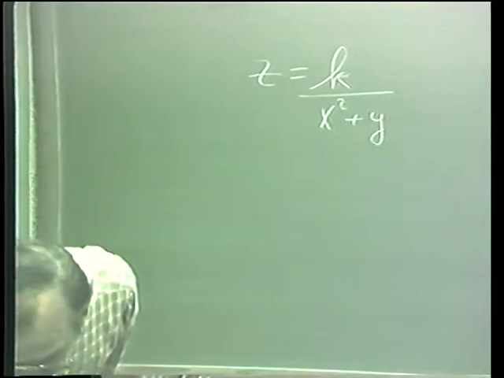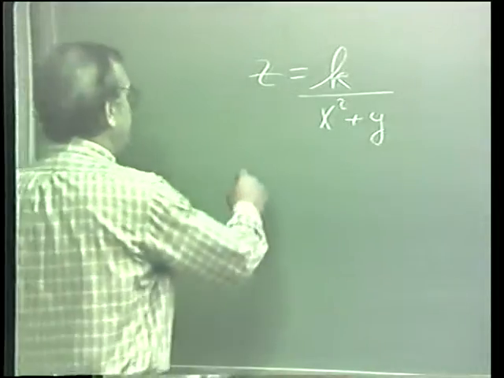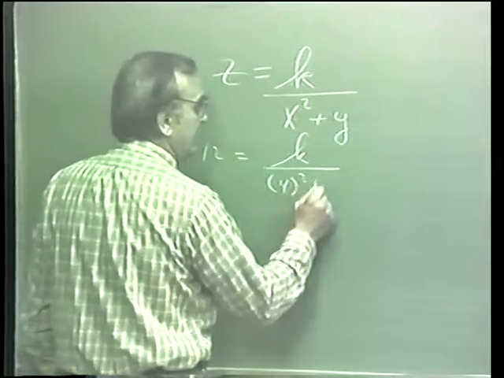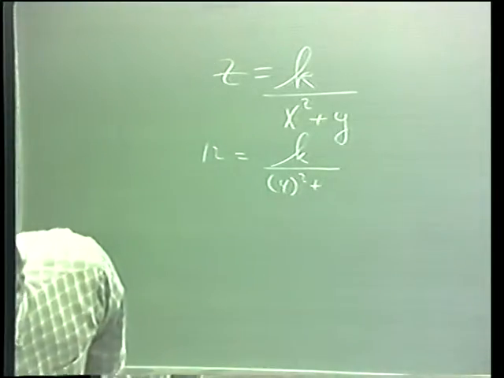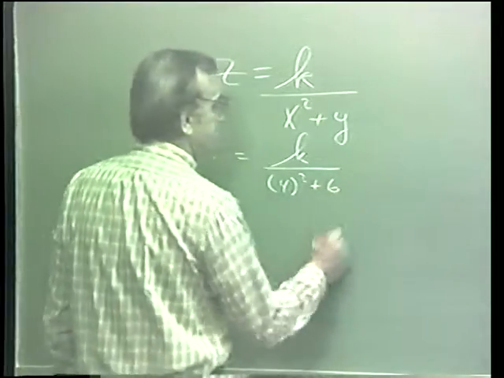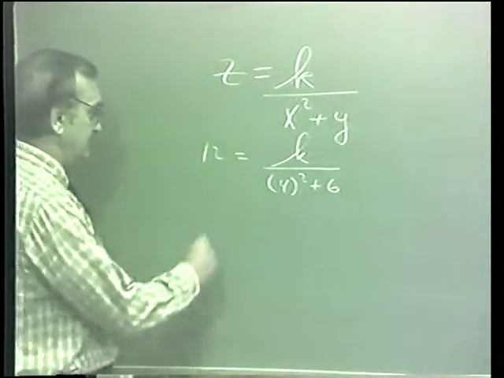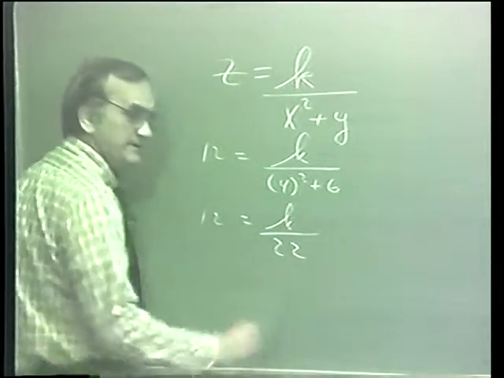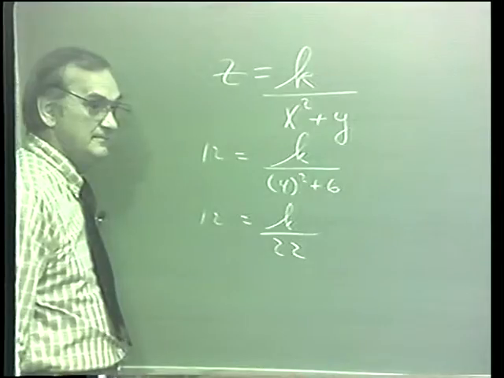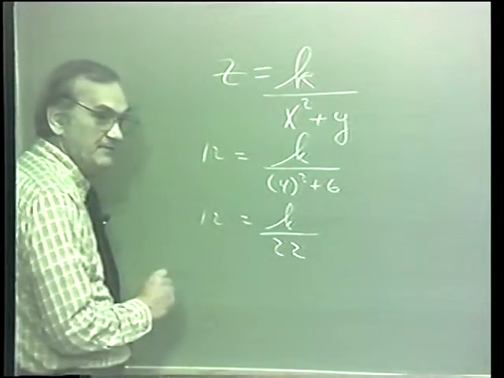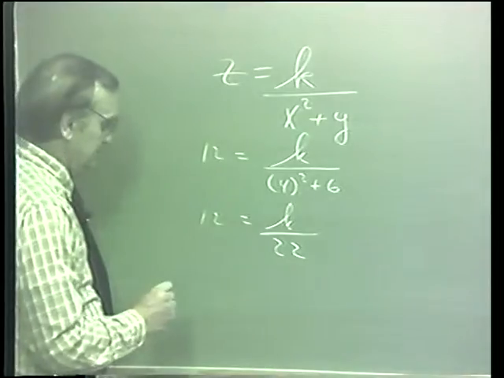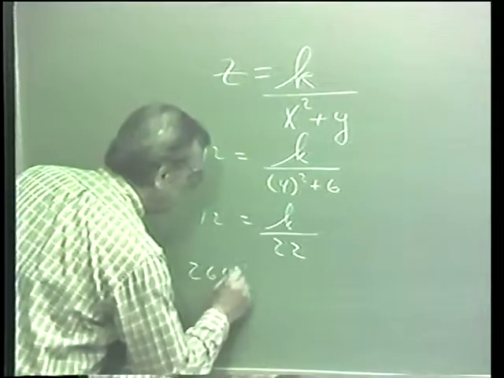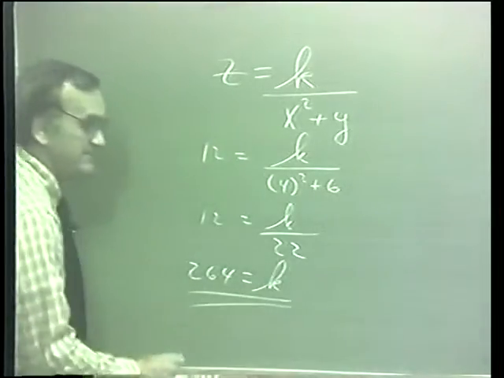Well, they give you enough information. They say Z is 12 when X is 4 and Y is 6. Now it's an arithmetic problem. We get 12 is equal to K over 16 plus 6, which is 22. Now we have to clear fractions. We multiply both sides by 22. Well, let's see, 220 and 64, 264. There's K.